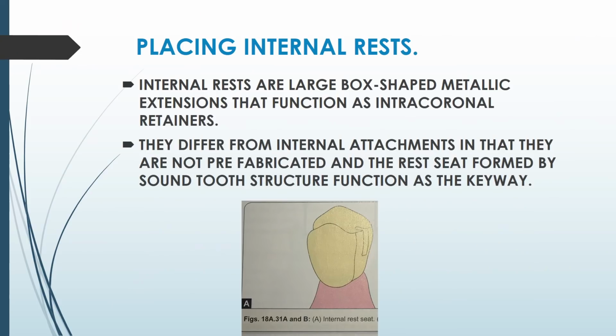Then the next is placing internal rests. Internal rests are large box-shaped metallic extensions that function as intracoronal retainers. They provide more retention. They differ from internal attachments in that they are not prefabricated. The rest seats are formed by sound tooth structure and function as a keyway. So this is the internal rest seat. The only difference is they are not prefabricated.